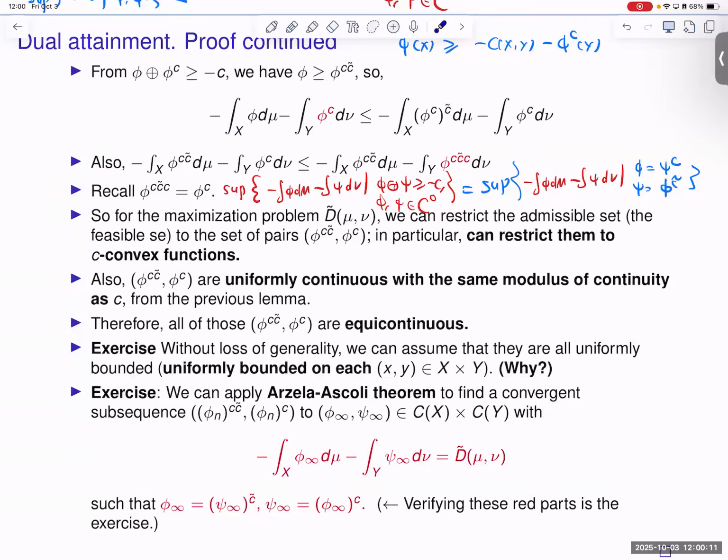That is what you also need to have for Arzelà-Ascoli compactness. So that's the context of the next exercise. Basically it says, in fact, you can adjust this problem a little bit so that you can assume that all these relevant functions are uniformly bounded.